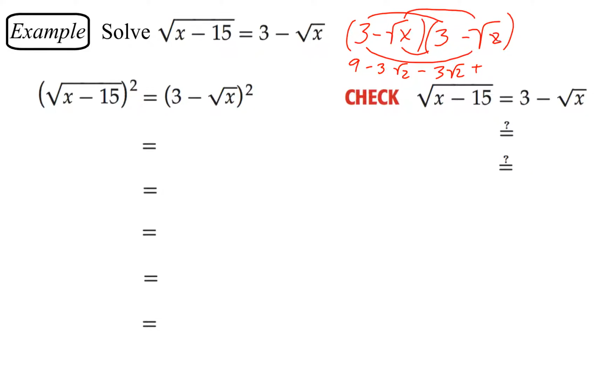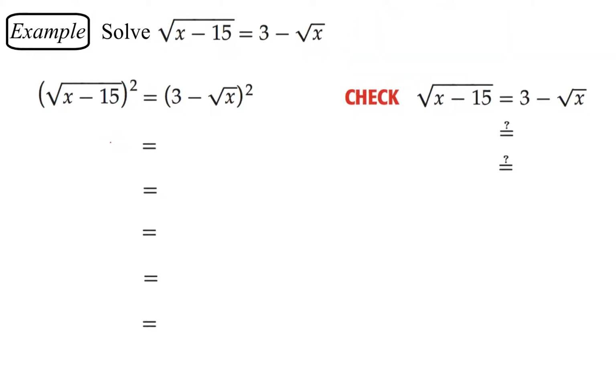Whoops, this is an x, excuse me. These should be x's, so make sure to edit that. Minus square root of x times minus square root of x is plus the square root of x squared, which is just x. Now these two middle terms combine to give you minus 6 square roots of x. So here is what you end up getting when you square both sides. This one, the radical just drops. This one, our first terms gave us 9. Our middle term is minus 6 square roots of x.